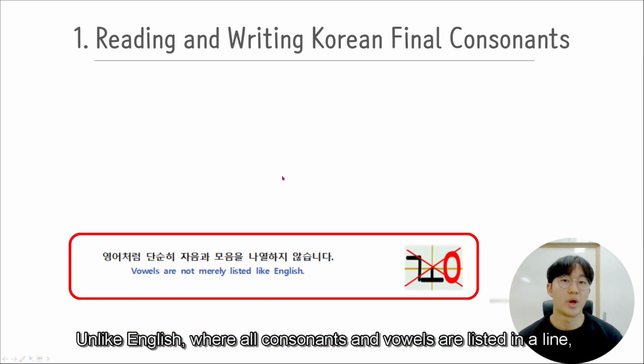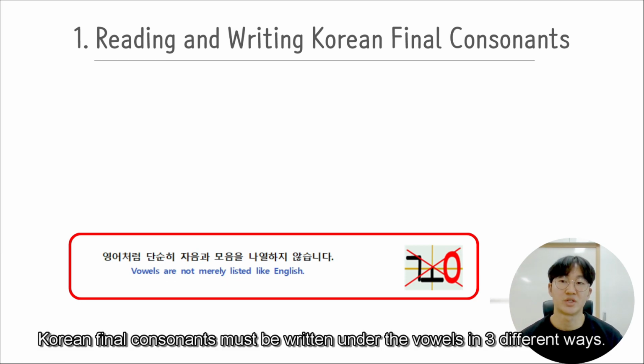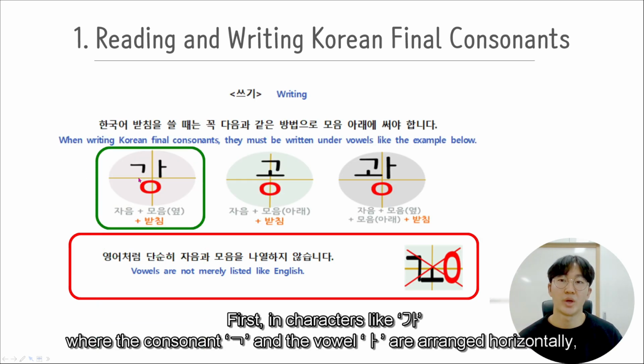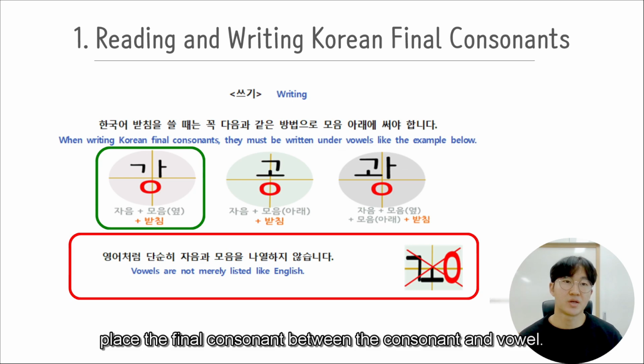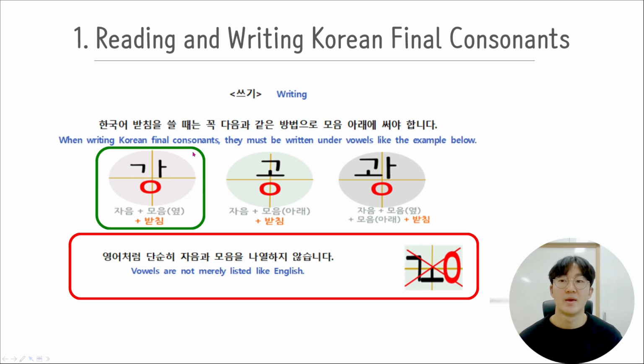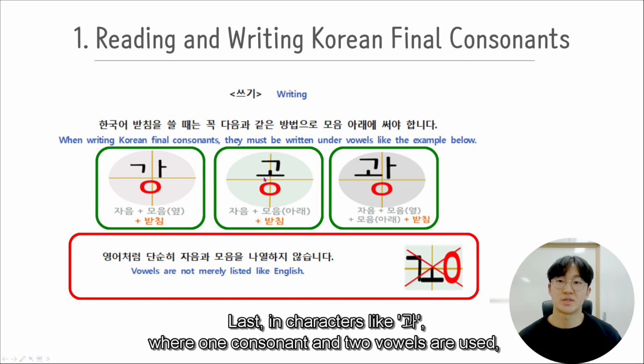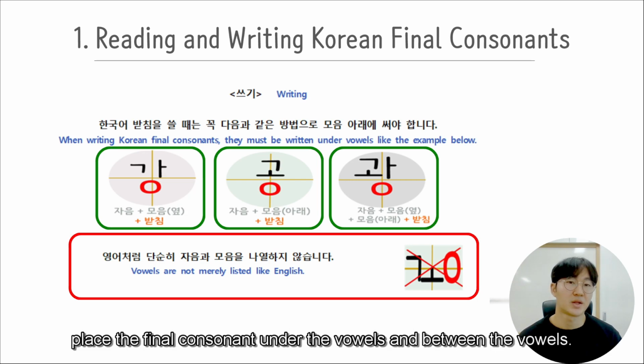Unlike English, where all consonants and vowels are listed in a line, Korean final consonant must be written under the vowels in three different ways. First, in characters like ka, where the consonant 기역 and the vowel a are arranged horizontally, place the final consonant between the consonant and vowel. Second, in characters like 고, where a consonant and a vowel are arranged vertically, place the final consonant below the vowel. Last, in characters like 과, where one consonant and two vowels are used, place the final consonant under the vowels and between the vowels.